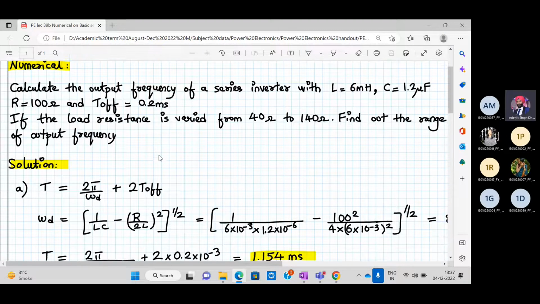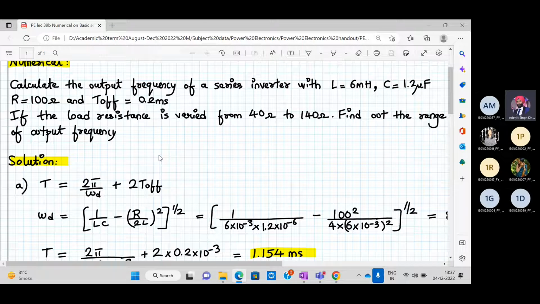So this numerical is about calculating the output frequency of a series inverter with L, C and R values given: 6 millihenry, 1.2 microfarad and 100 ohms, and T off period is 0.2 millisecond. So you have to calculate the output frequency for a series inverter. If I did not mention anything, it means basic series inverter.